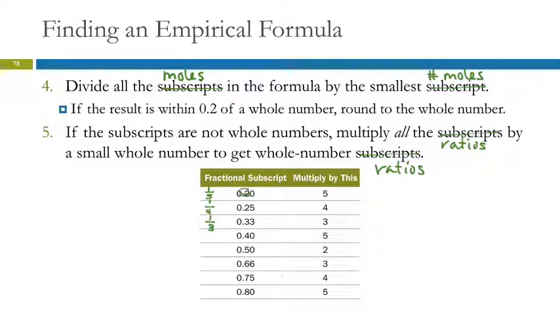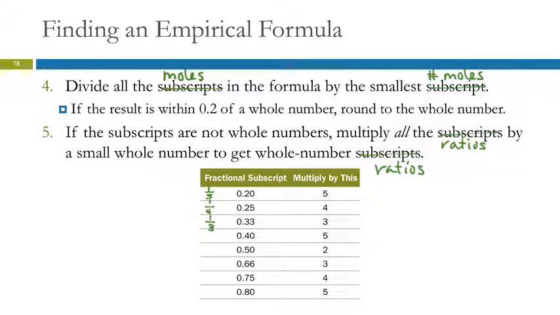If you end up with 2.20, well, if you multiply by 5, you're going to get a whole number. If it ends in 0.25 or close to it, you're going to multiply by 4. So if you recognize those, you can choose which number to multiply. A lot of students don't recognize that. That's fine. Here, the trial and error method works pretty well.